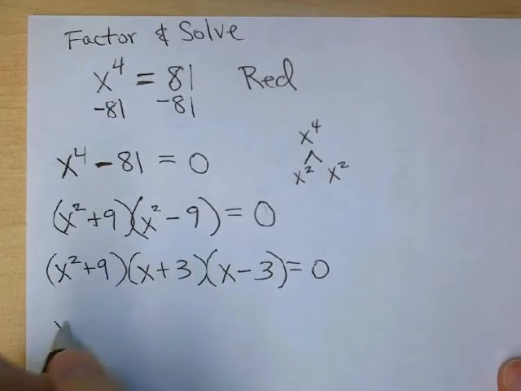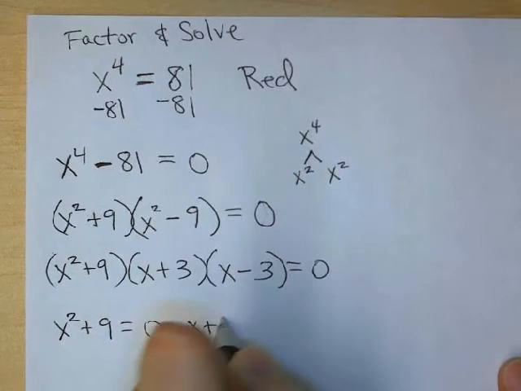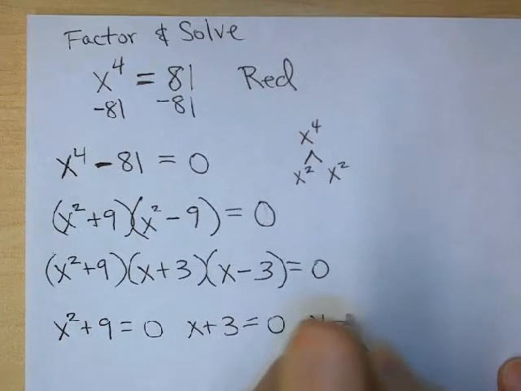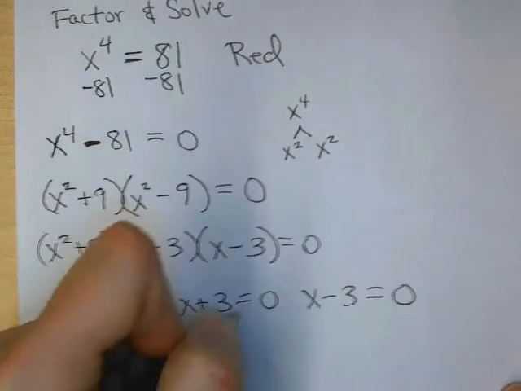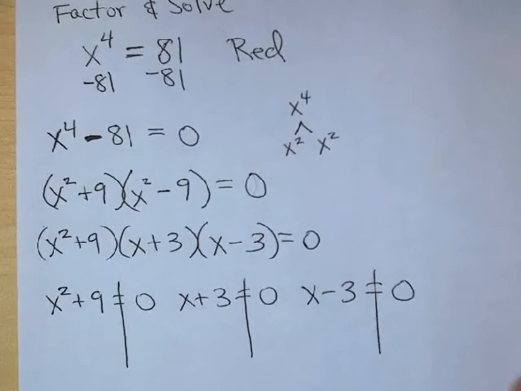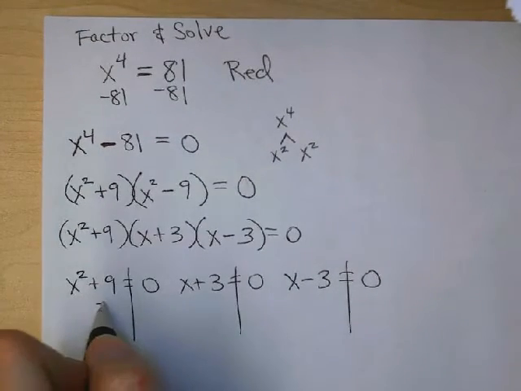You set these all equal to 0. x squared plus 9 equals 0. x plus 3 equals 0. x minus 3 equals 0. You have these little equations, and then you just solve them at the end. That's a lot of steps for one answer.